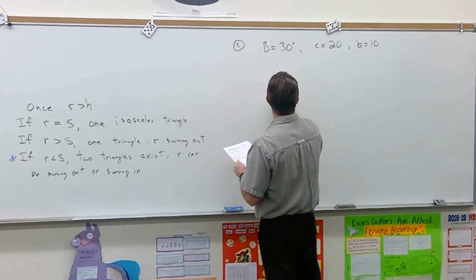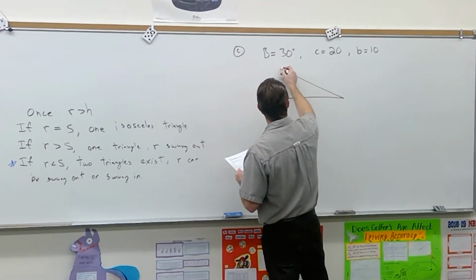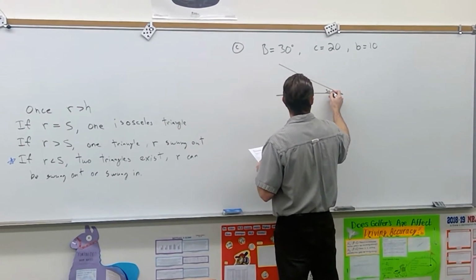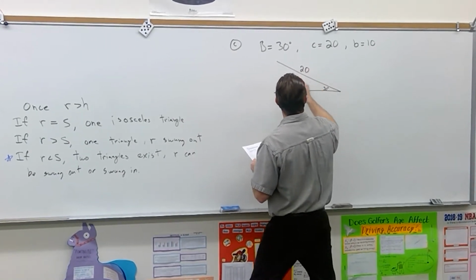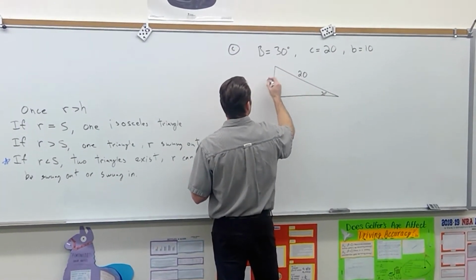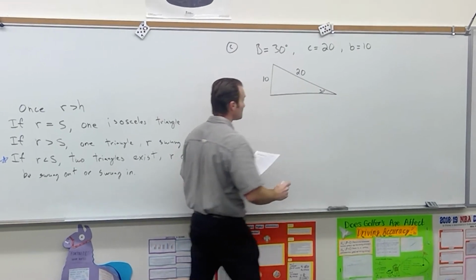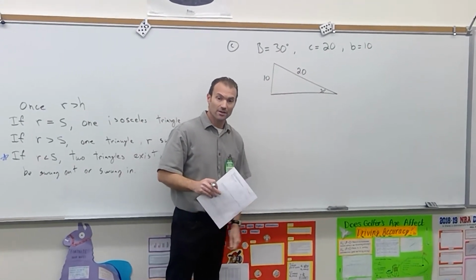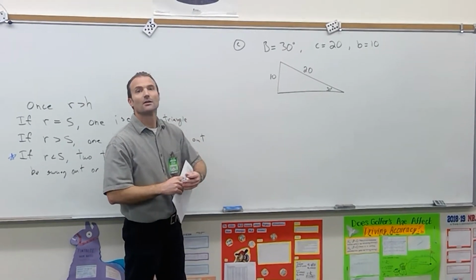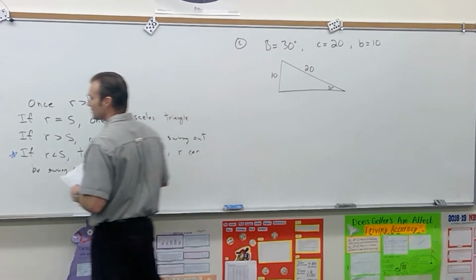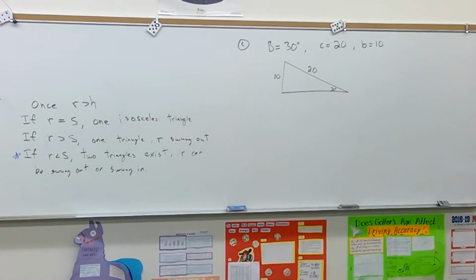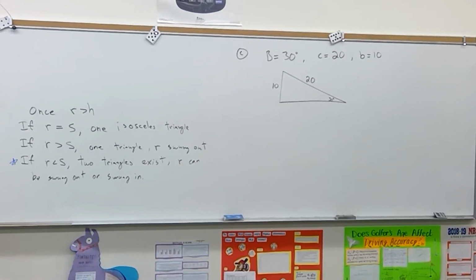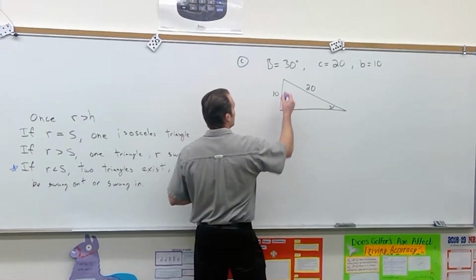So we've got a 30-degree angle, 20 and 10. Again, it's side-side-angle as our given information. So step one, find the height of the triangle. I'm trying to color code. So finding the height of my triangle.